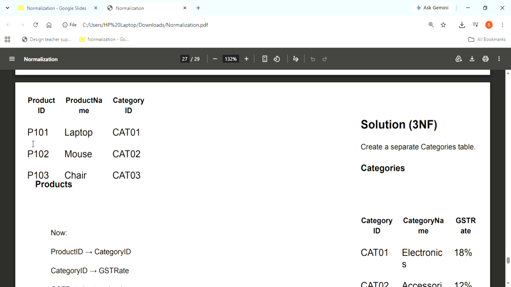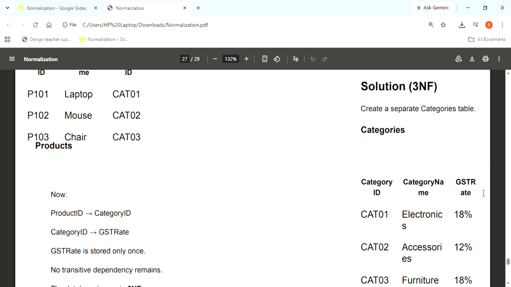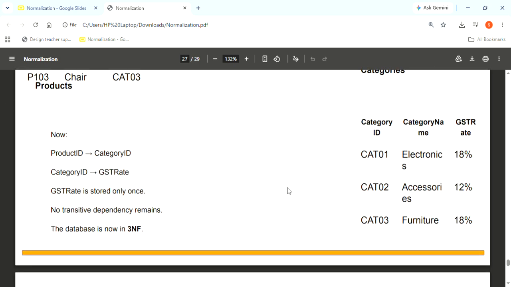So how to make that? Since product ID is directly dependent on category ID, we will keep only that part of the fields in this table, so that product ID is directly dependent on category ID. And one more, category ID is dependent on GST. Now you can ask me how I can relate these two tables. There is a common category ID with which I can relate the two tables. So this is 3NF.